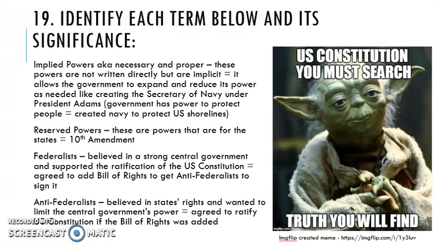Reserve powers are powers that are not necessarily given to the federal government. They go to the states. So the 10th Amendment really kind of clarifies this, but reserve powers are powers that are not given to the federal government. They go to the state.